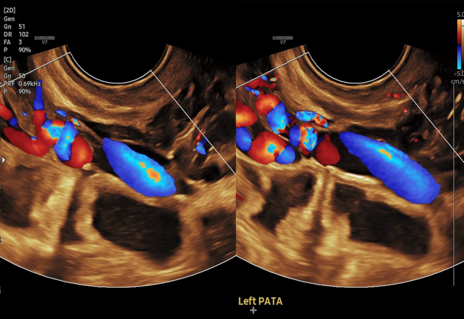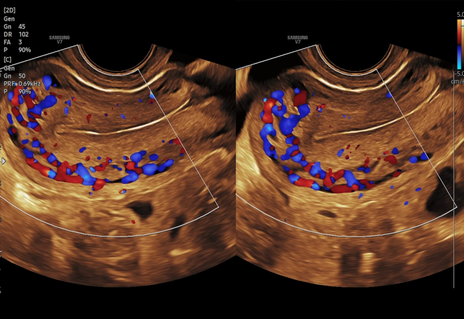And see, this is the left parametrium. There are also multiple tortuous vessels, and this is the uterus. We put the color, and this tubular anechoic space is actually filled with the color, and this is actually dilated veins, dilated vessels.